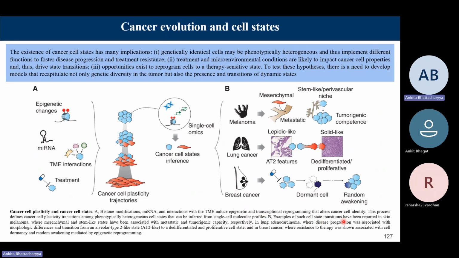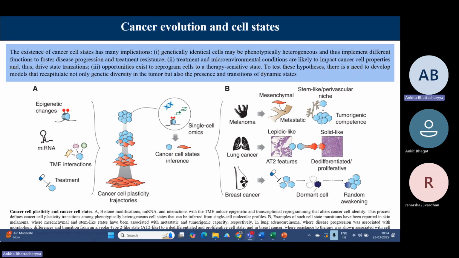Examples of such cell state transitions have been reported in a couple of different types of malignancies. The first example given here is skin cancer, or melanoma, where mesenchymal and stem-like states have been associated with metastatic and tumorigenic capacity, respectively. In lung adenocarcinoma, disease progression was associated with morphological differences and transition from an alveolar type 2 like state to a dedifferentiated and proliferative cell state. And in breast cancer, resistance to therapy was shown to be associated with cell dormancy and random awakening mediated by epigenetic reprogramming.